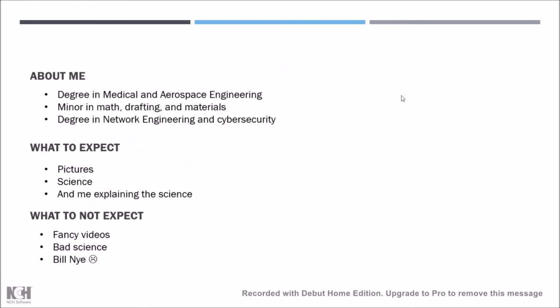A little bit about me. I have a degree in medical and aerospace engineering. I have a minor in math, drafting, and materials. Materials is stuff such as metals, ceramics, some textiles, polymers, and since microfiber is a polymer, I know a lot about it. I also have a degree in network engineering and cybersecurity. I worked for the Department of Defense in cybersecurity, and after about 10 years of that, I decided it wasn't what I wanted, so I went back to school in medical and aerospace. Luckily, I had only been out of high school for 10 years at that point, because I got my degree in network engineering when I was in high school, and it was not what I liked.